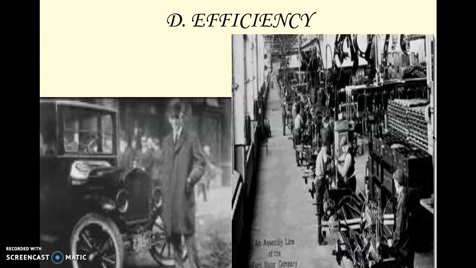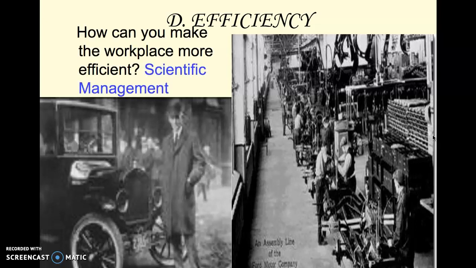So, and the last major way that the progressives tried to reform everything was through efficiency. How can you make the workplace more efficient? Efficiency means how can you make it simplified? How can we remove the middlemen? How can we make it cheaper and faster and more profitable? And that's through scientific management.